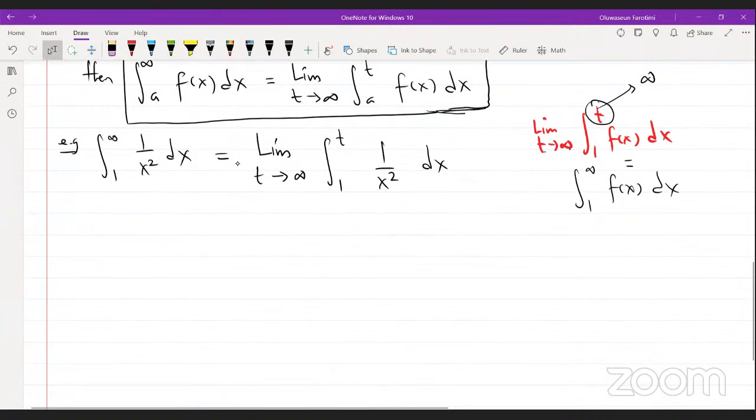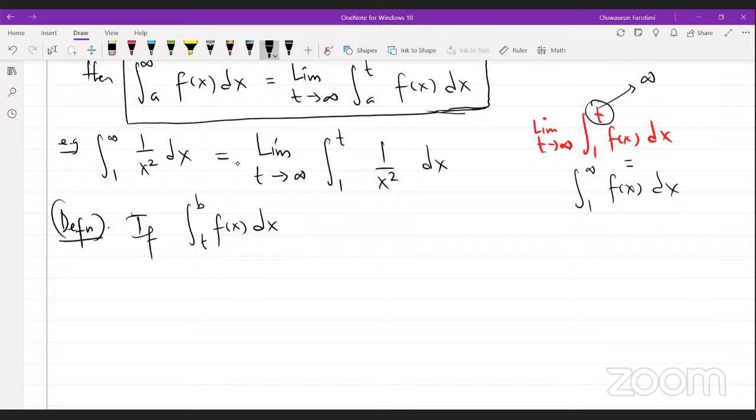Okay, so another definition, guys. Now, on the other hand, if this integral exists for all values of t, but in this case my t has to be less than or equal to b. Think about a definite integral. You have the lower bound and the upper bound. That's a situation where the value on the lower bound is smaller than the value on the upper bound.